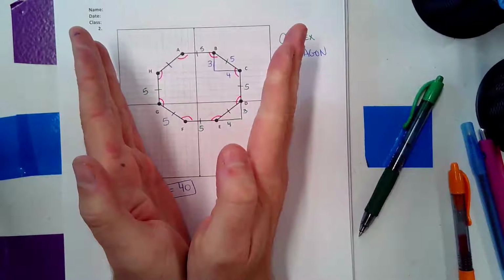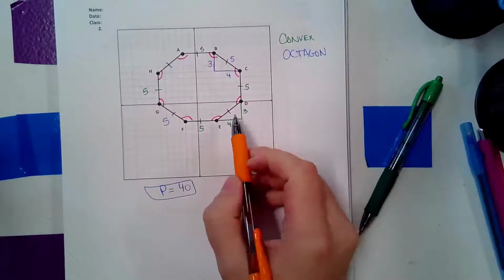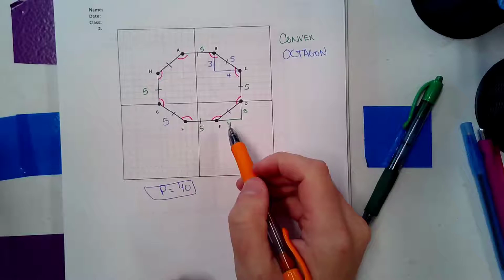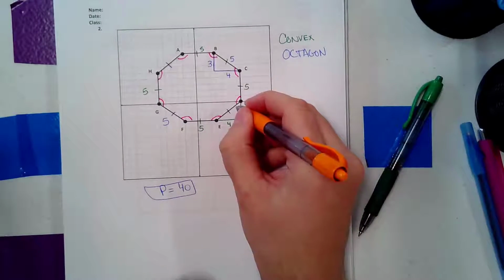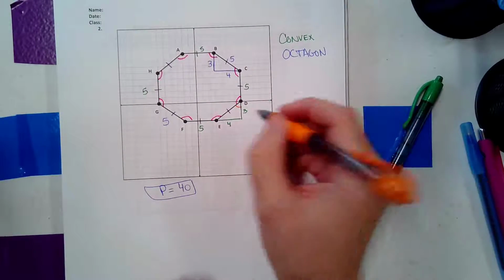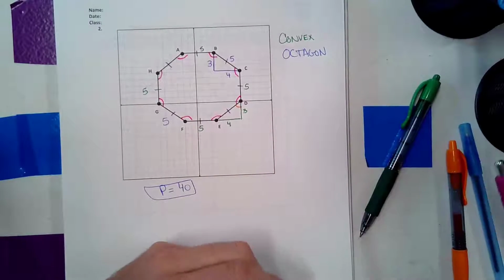If I want a bigger side, I have to have a bigger angle. So check it out. Which is bigger, 3 or 4? 4 is bigger. So this angle must be bigger because it opens up into 4 than this angle over here.